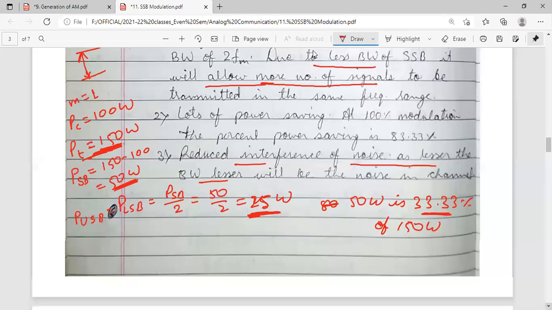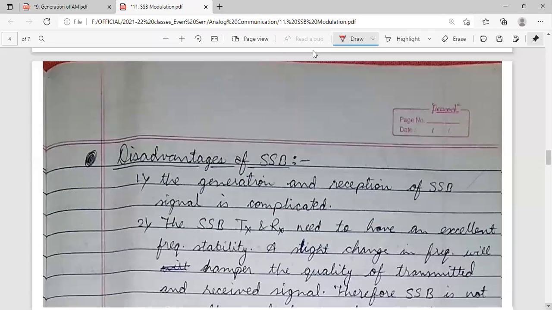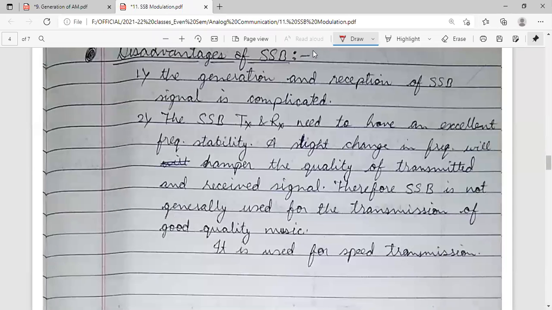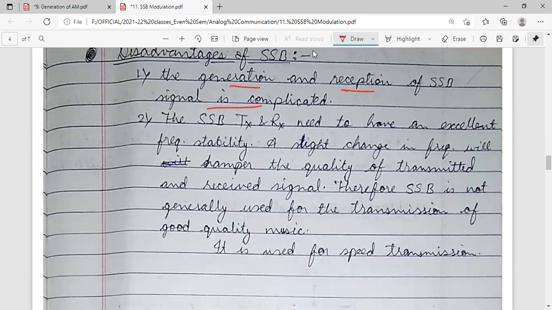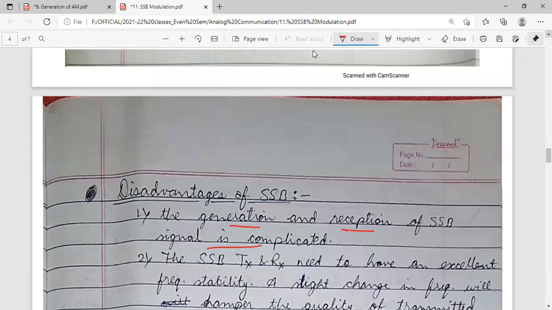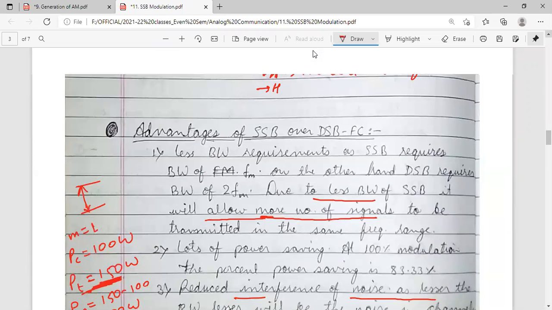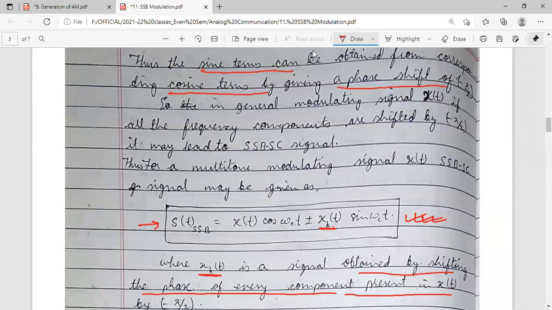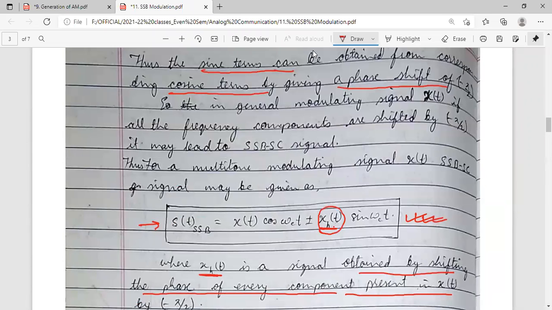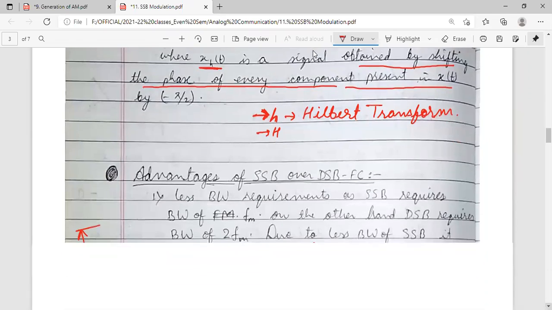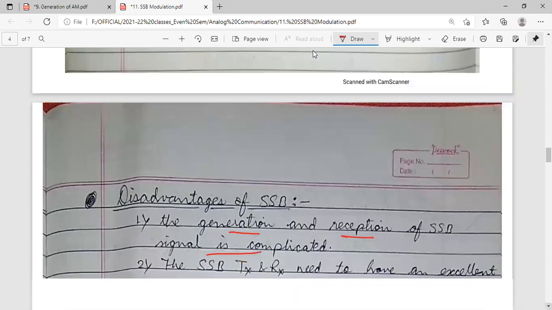Okay. Now, what are the disadvantages? So disadvantages are the generation and reception of SSB signal is complicated. Now, as we can see that for SSB modulation, we require a phase shifter, है ना? क्योंकि अब हम क्या कर रहे हैं, यहाँ पर सिग्नल का फेज शिफ्ट कर रहे हैं. तो इस फेज शिफ्टेड पार्ट को लाने के लिए we will require a phase shifter. Okay, so this will make the system more complex.